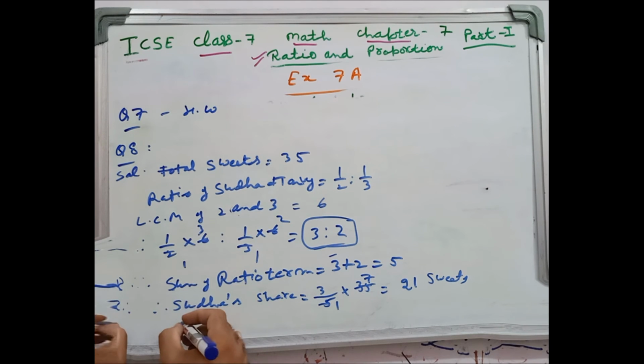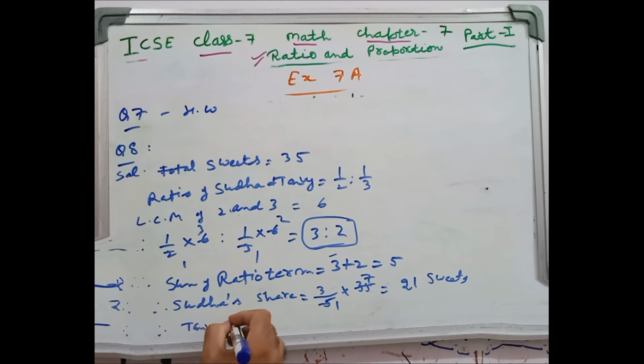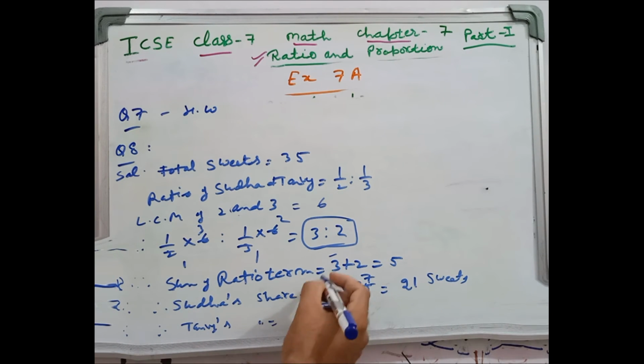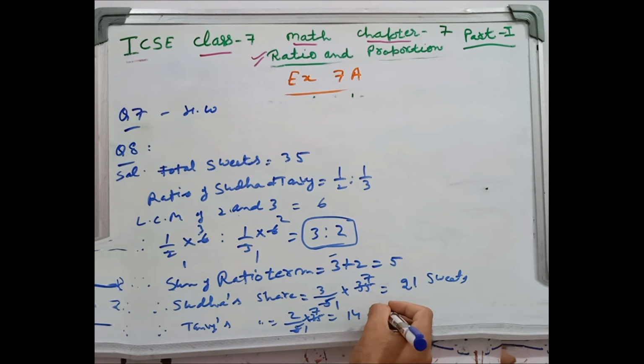And Tanvi, therefore, Tanvi's share would be 2 upon 5 multiplied by 35, 14 sweets. Right? So students, their total would be 35, 21 plus 14, 35. Right?